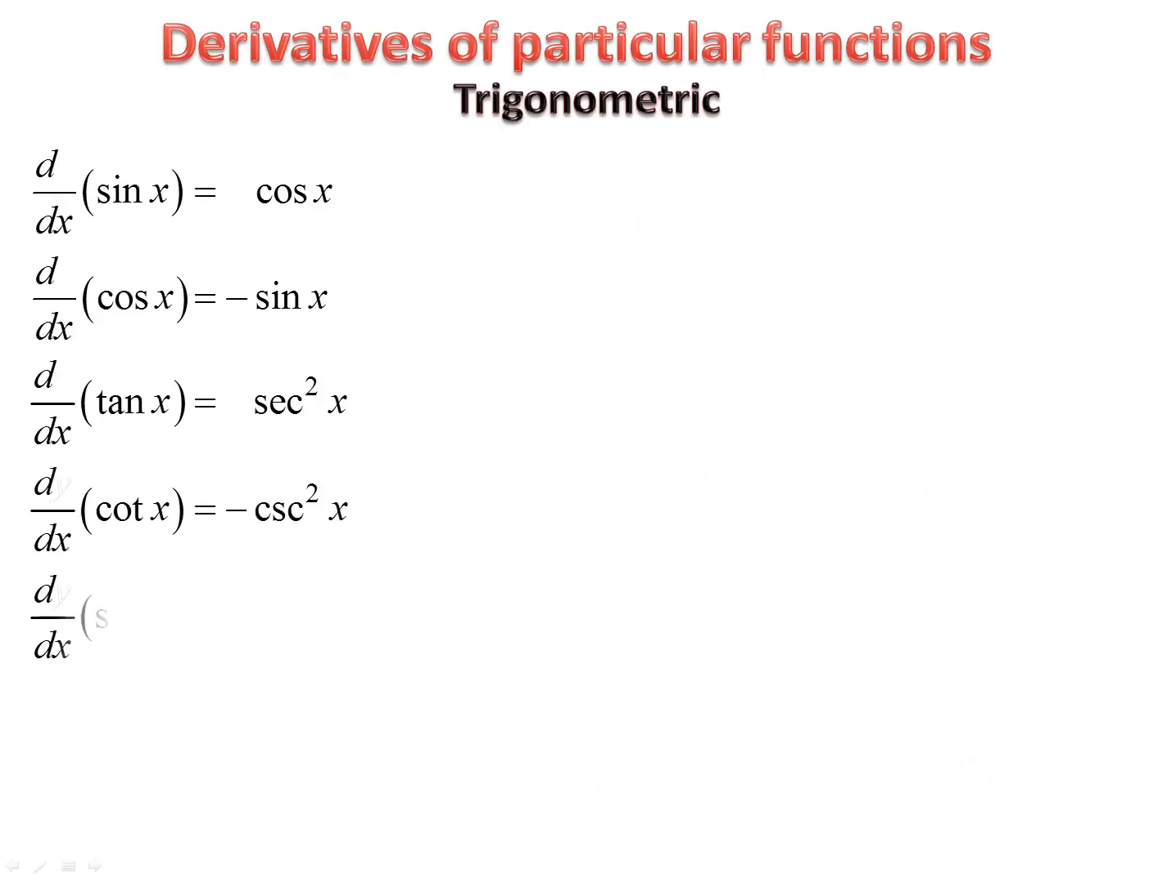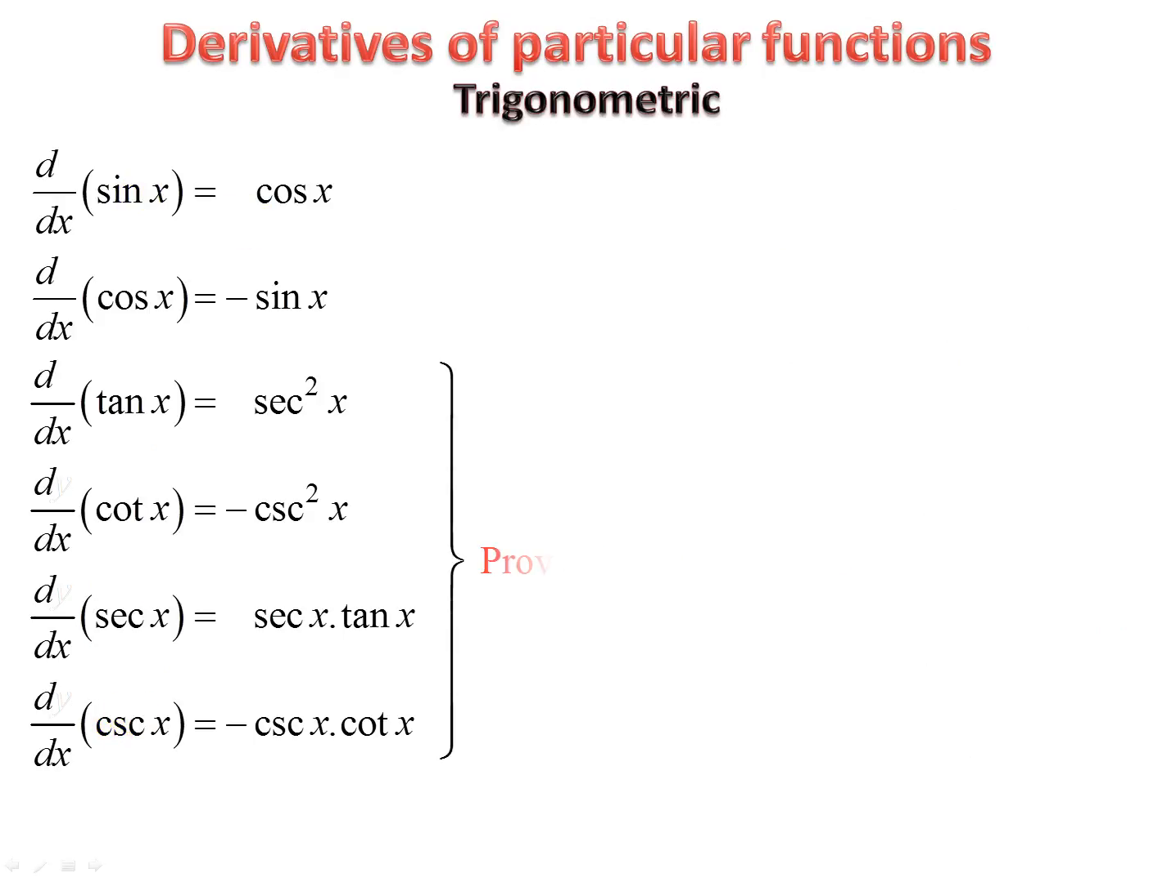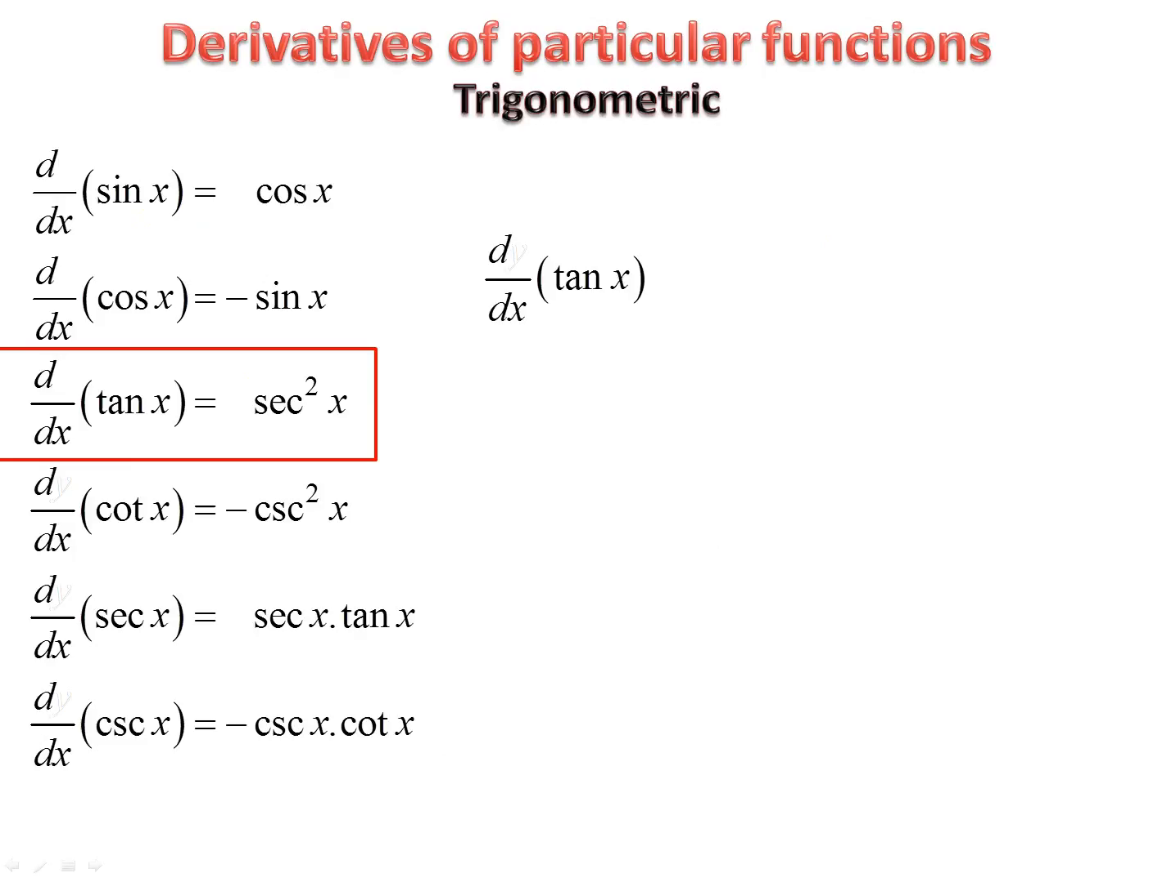Now we have 4 other trigonometric ratios. Tan, we know. Cot, the inverse of tan. Sec, the inverse of cos. Cosec, the inverse of sine. Let's prove these. It'll give us a bit of practice using trigonometry with the rules of differentiation.